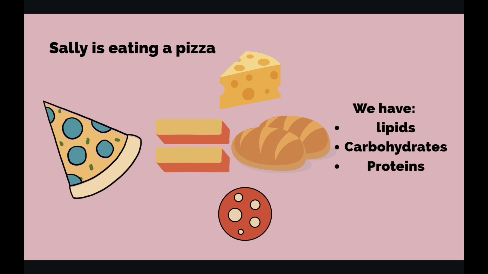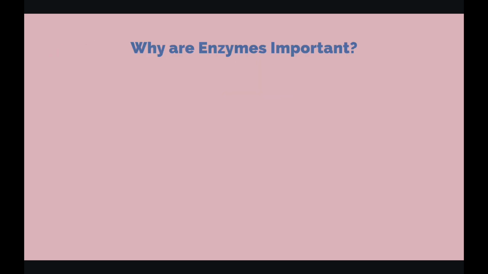However, the human body cannot just simply digest these complex molecules without the help of other proteins called enzymes. Specifically, I'll be talking about proteins and carbohydrates, since lipids are not polymeric, meaning they can't be broken down into simpler monomers. Let's get into why enzymes are even important in the first place.